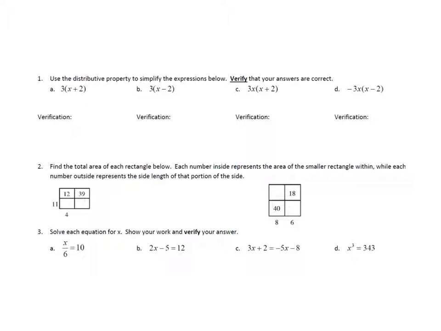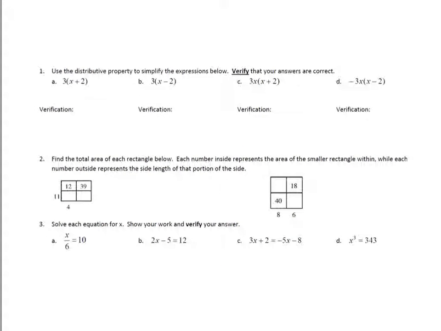Alright, the first problem on page 2, or the back of the page, says use the distributive property to simplify the expressions below and verify your answers are correct. Well, we're just using the distributive property, which means it's 3 times each term in the parentheses. 3 times x is 3x. 3 times positive 2 is plus 6.